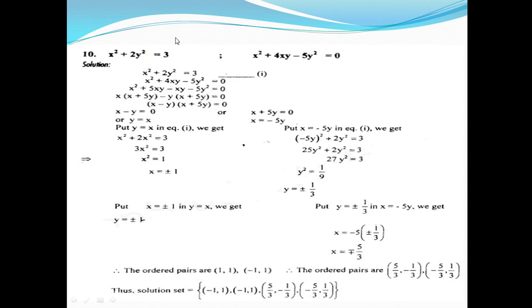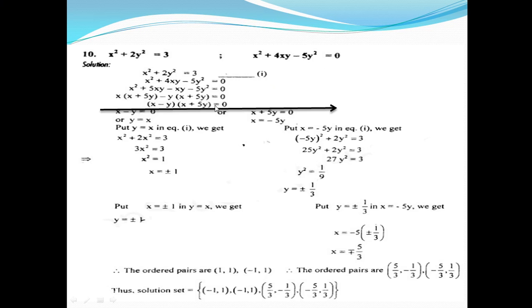This is question number 10. x square plus 2y square is equal to 3 is the first equation, and x square plus 4xy minus 5y square is equal to 0 is the second equation, as in example number 4. 2x square plus 2y is equal to 4, and x square plus 4xy minus 5y square. Put the value in the equation, then get the value x, take the common.